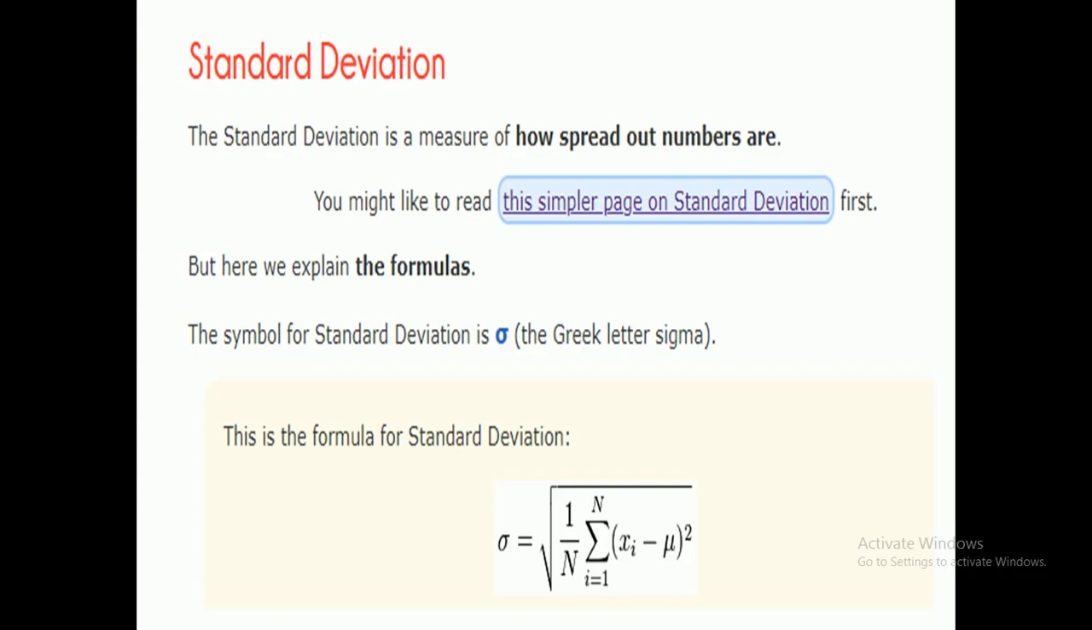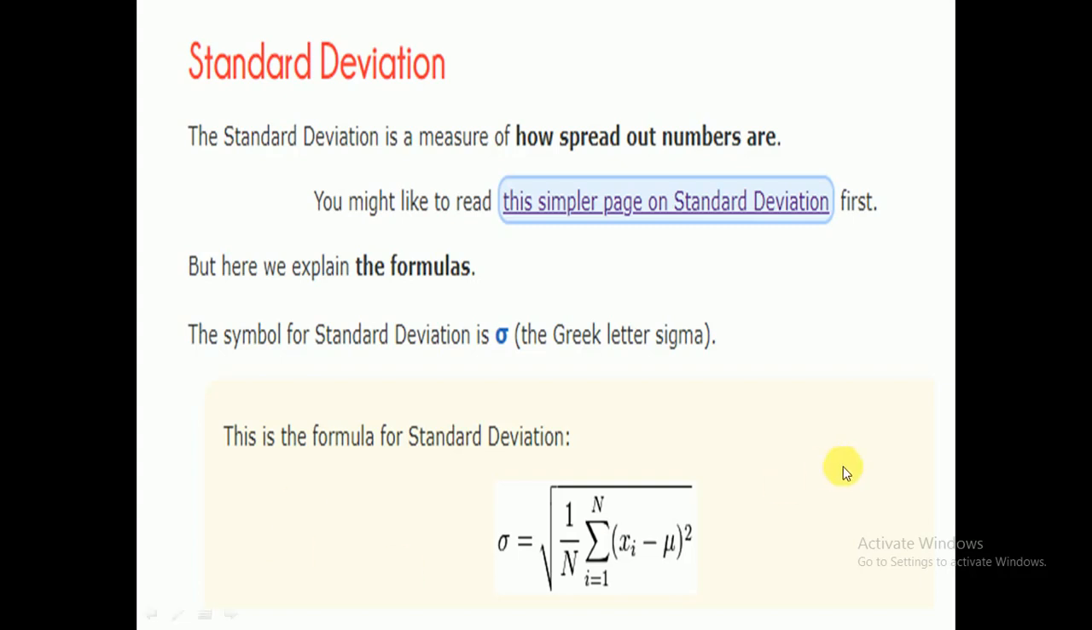First element minus mu, whole square. Second element minus mu, whole square. Then add all those. Then divide it by n. Then the square root is the standard deviation. Right? We have to write a program for this formula now.